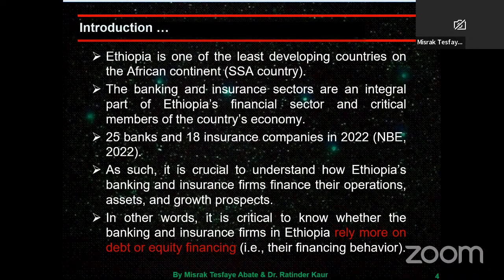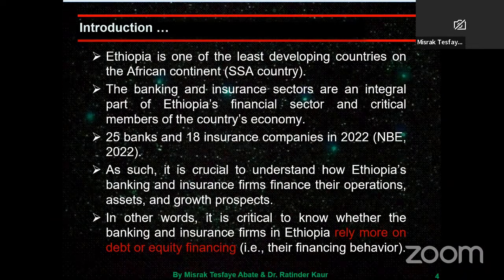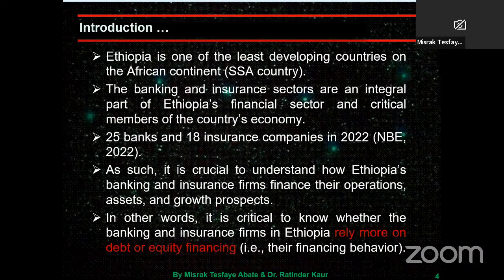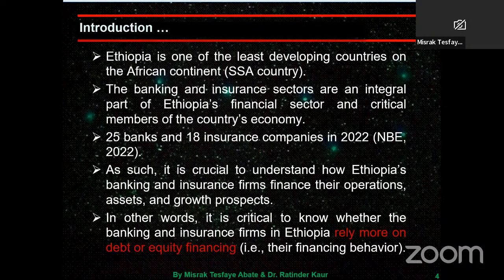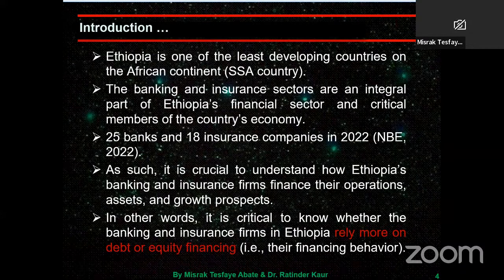Ethiopia is one of the least developed countries, found in the continent of Africa. It's one of the sub-Saharan African countries. The banking and insurance sectors in Ethiopia are an integral part of the country's financial sector and a critical member of the country's economy. Based on the National Bank of Ethiopia 2022 reports, there are 25 indigenous banks and 18 indigenous insurance companies operating in the country. So it's critical to know whether the banking and insurance firms in Ethiopia rely more on debt or equity financing, in other words, to know their financing behavior.